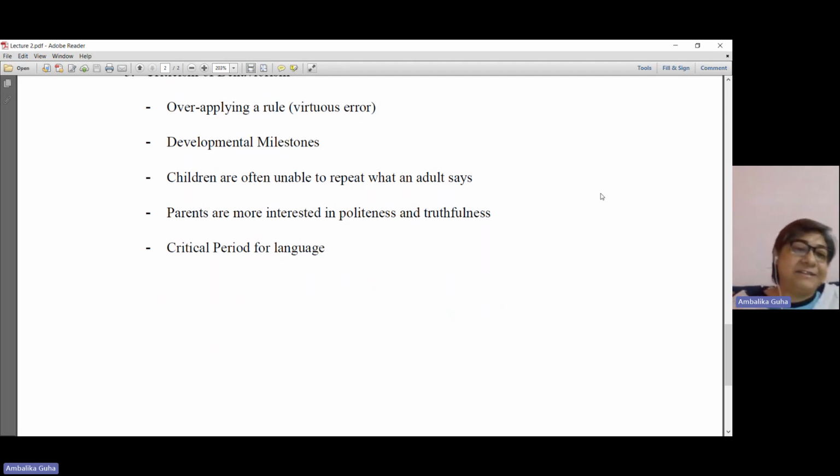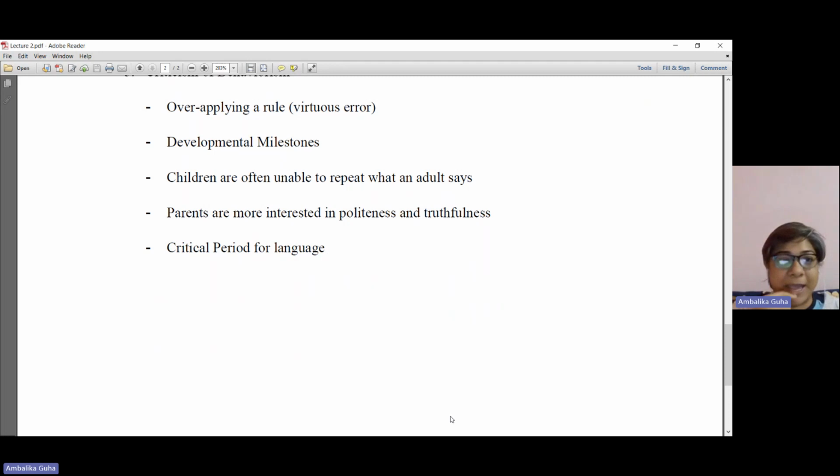The last point of criticism of behaviorism is the critical period of language acquisition. Very interestingly, it has been experimentally shown that if a child does not acquire language before the child hits puberty, when the lateralization process also goes on, then it gets very difficult for the child to understand or develop the rule system of any language.